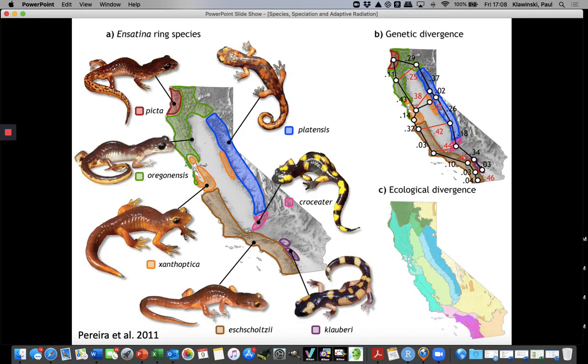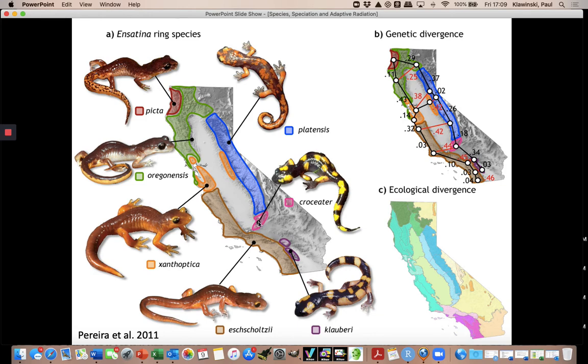So we have other examples of speciation going on. A really good textbook example of speciation is the ring species of Ensatina eschscholtzii, which is a plethodontid salamander that lives along the Coast Range and then into the Sierra Nevadas. Presumably at one point there was a continuous distribution of these, but as the Central Valley dried up, it separated these populations into geographically isolated populations.